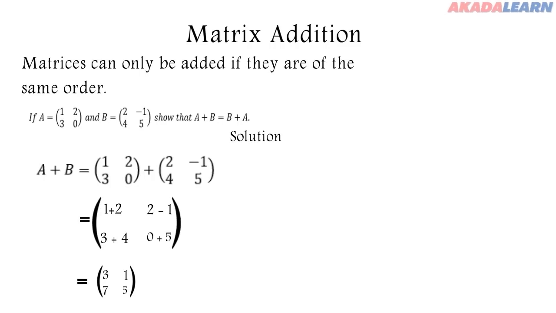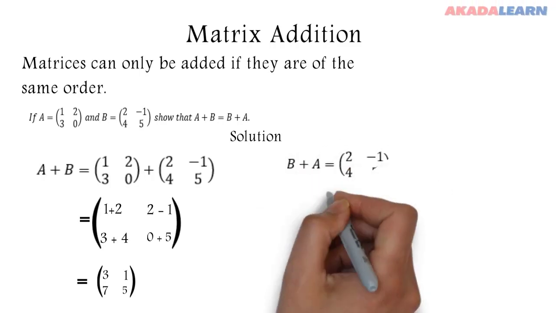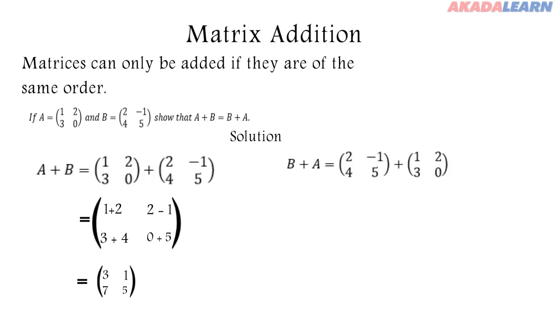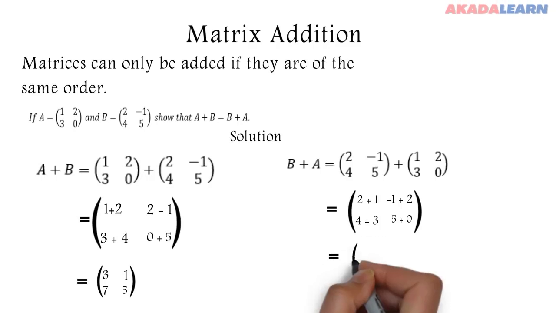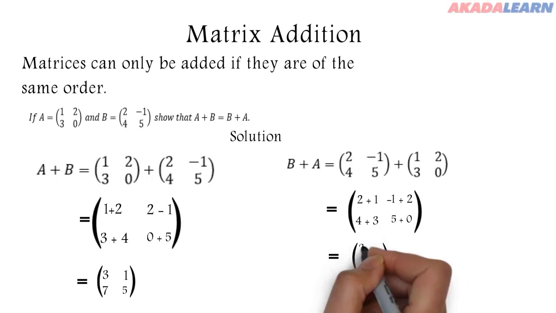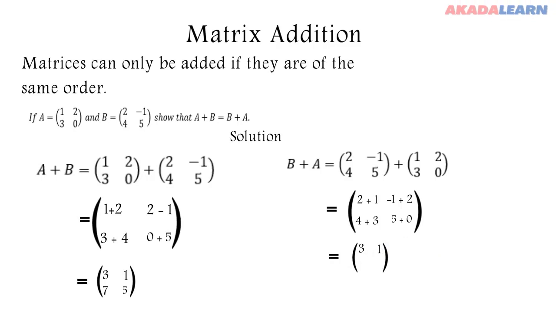Now let's go the other way around by writing matrix B first before we add A to it. So the same way we did with the first one. So 2 plus 1, minus 1 plus 2, 4 plus 3, and 5 plus 0. So when we add up again, we have 2 plus 1 is 3, minus 1 plus 2 is 1, 4 plus 3 is 7, 5 plus 0 is 5. So we see that A plus B is equal to B plus A.